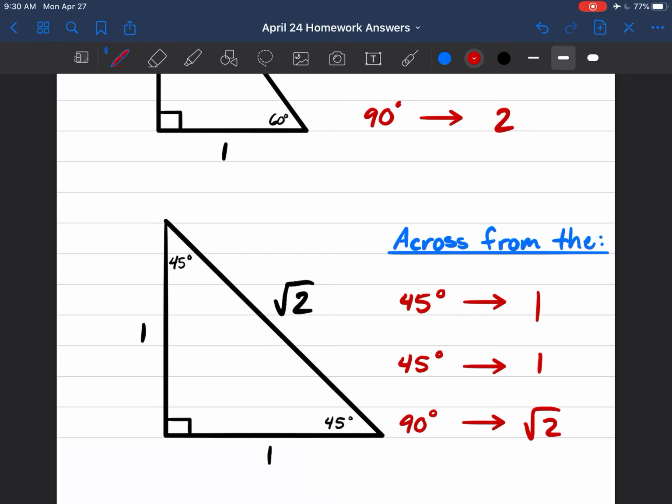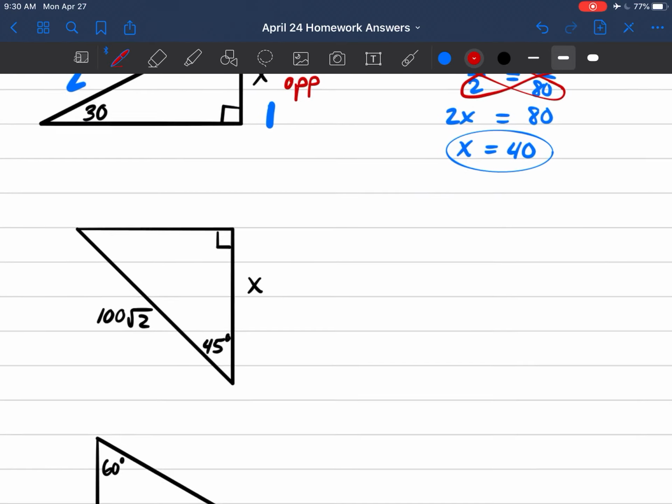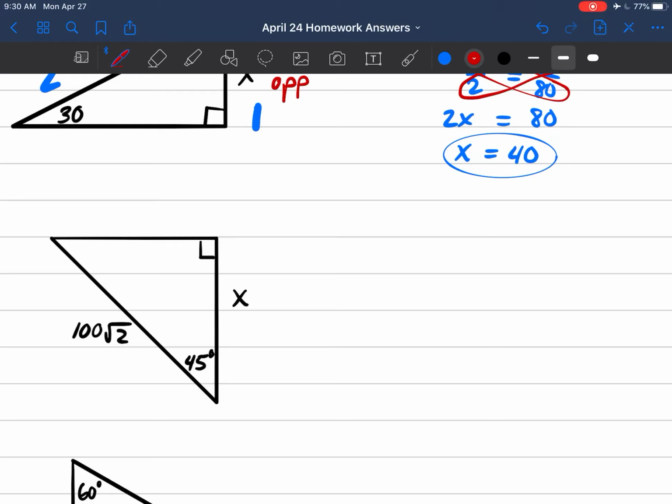So that's what you need to memorize. Across from a 45 is a 1. Across from the 90 in this case is the square root of 2. All right. Now, before we go into those, let's set up our equation.